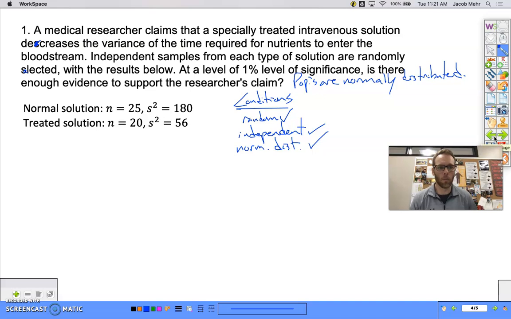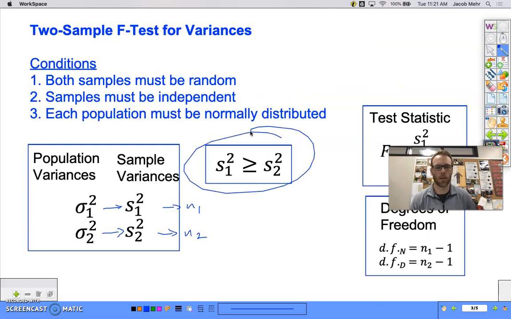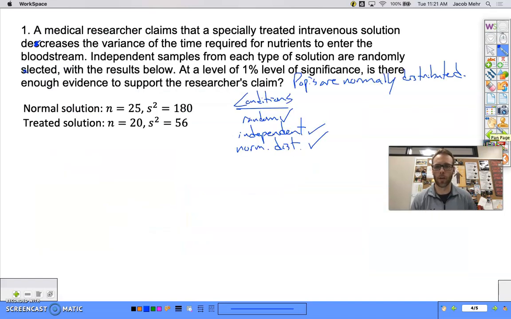Now, part of what we have to do here is remember this piece, that we need the larger sample variance to be our numerator. So notice I didn't have this labeled, and as we take a look at the sample variances, this one is clearly larger, so we're going to call this our first population. I'm going to put 1s there. This one's smaller, so I'm going to put 2s there.